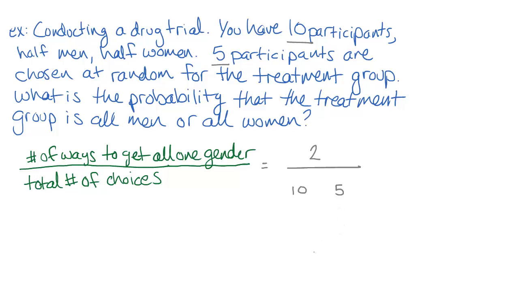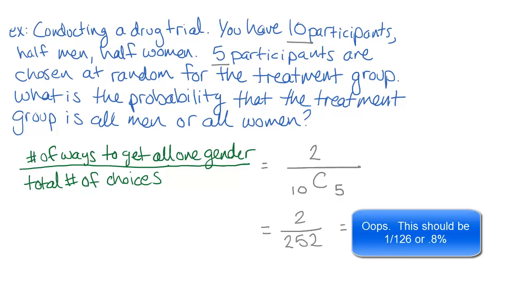Then our question is, does order matter? Well, no, because the treatment group is just the treatment group. It doesn't matter who gets picked first, second, and third. So this would be a combination, 10 choose 5. We can compute this out. And this is saying that there are 2 ways where you could have all men or all women out of a total number of possible choices of 252, or this would be 1 out of 128. So if we convert this to a percentage, this comes out to about 0.7% chance.